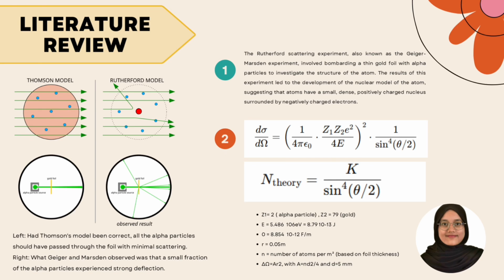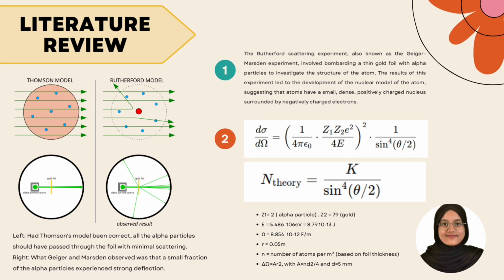The formula is dσ/dΩ equal to 1 over 4π ε0 multiplied by (Z1 Z2 e²) over (4E), all squared, multiplied by 1 over sine to the power of 4 theta over 2. For N theory, it is equal to k over sine to the power of 4 theta over 2. Here we can see that Z1 is 2 for the alpha particle and Z2 is 79, which is gold.